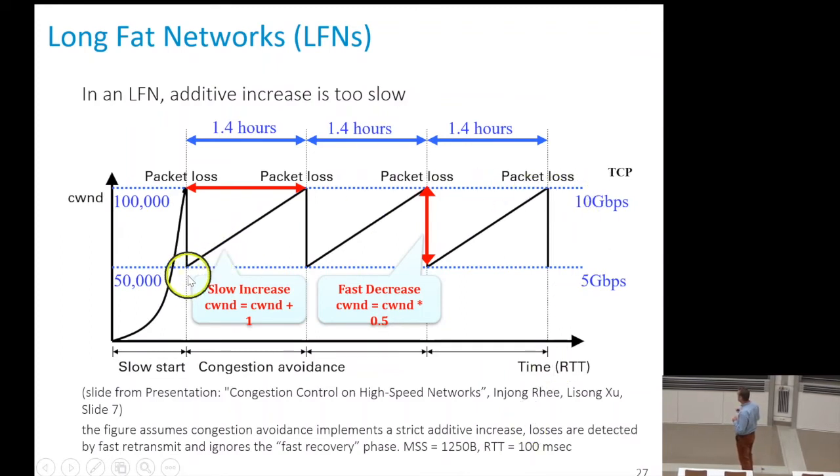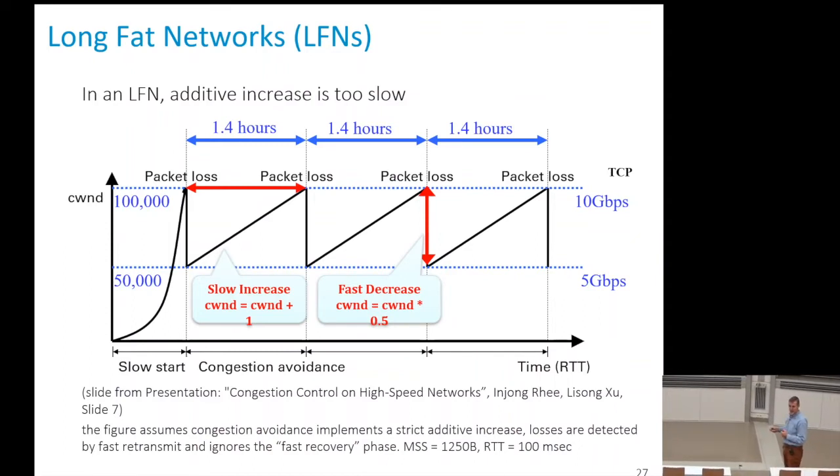How much time does it take for TCP Reno to do this oscillation? Well, it takes 50,000 round trip times, so 5,000 seconds, so 1 hour and a half. So this goes on for 1 hour and a half and back, and so on. That is considered inefficient if you could find a way to increase faster.